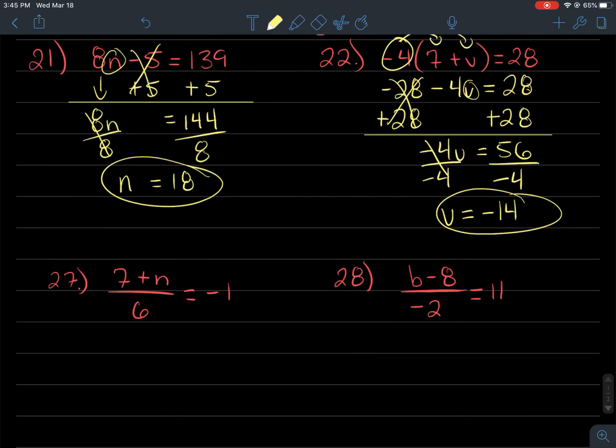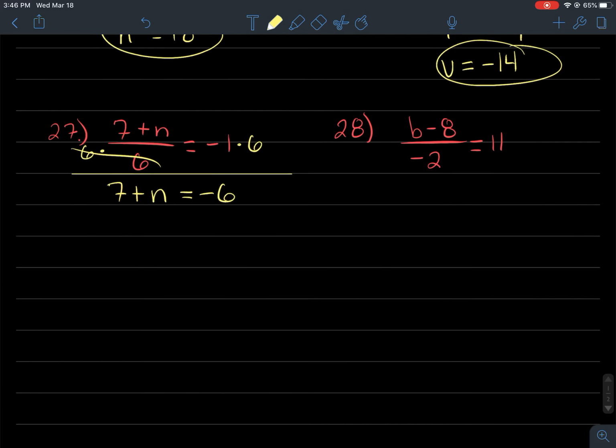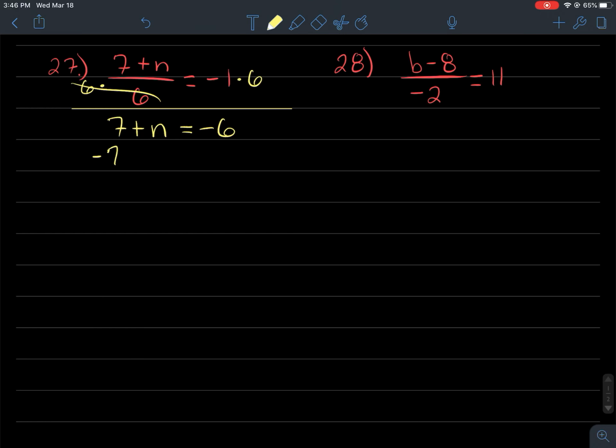Now the next one, number 27. This one's not too bad. All you have to do is multiply both sides by 6 to get rid of the division by 6. That way you're left with what's on top, which is 7 plus n, which is equal to negative 6, because negative 1 times 6 is negative 6. And then you just got one step to go from there. Now all you have to do is subtract 7 from both sides. Your n comes down, and you get negative 6 minus 7 is negative 13. And n is all by itself, so it's a done deal. All done.